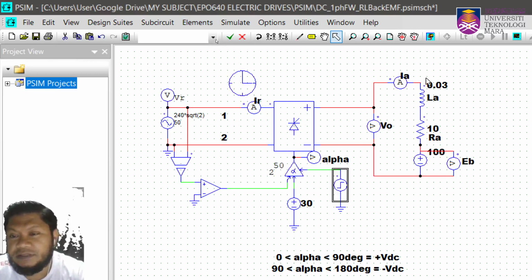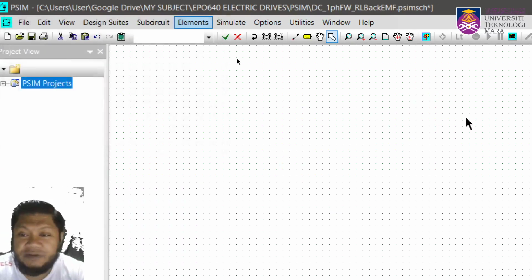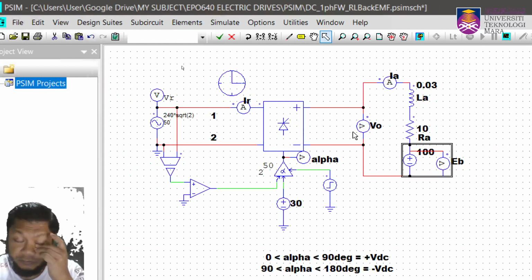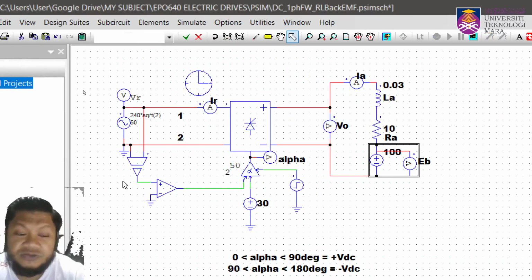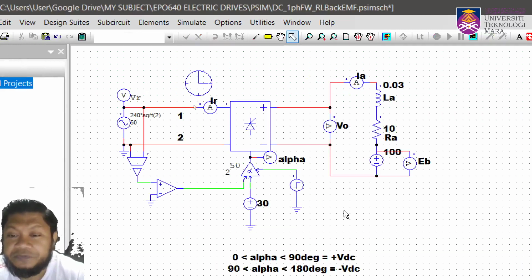And then next you have R L, just use this value if you like. And then we have the back EMF, represented by a back DC voltage to represent the motor. Later on, you may need to use the DC motor model put into that. This is just to show you the converter.